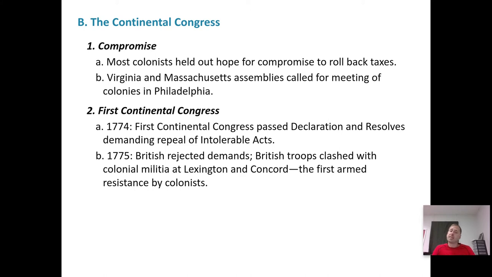And in 1775, in the spring of 1775, things reached a boiling point out in Massachusetts, outside of Lexington and Concord. The first armed resistance by the colonists took place. Shots were fired. People call this the shot heard round the world. This is the beginning of the revolution.